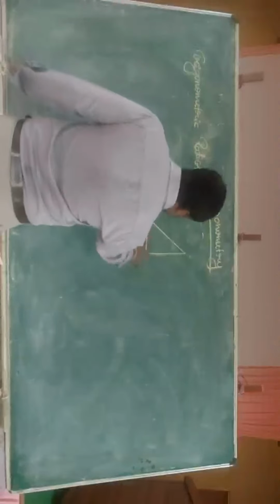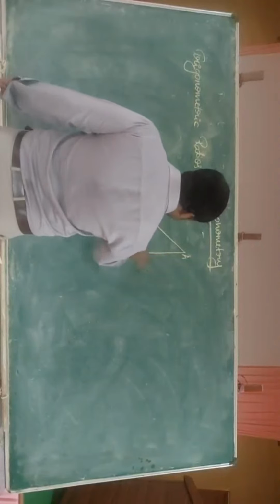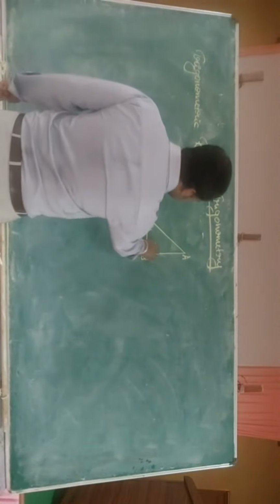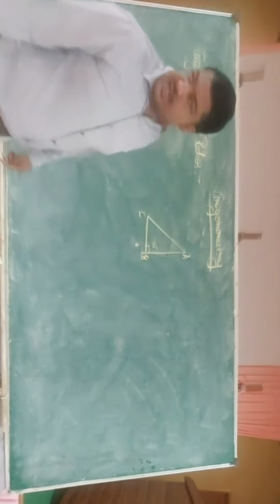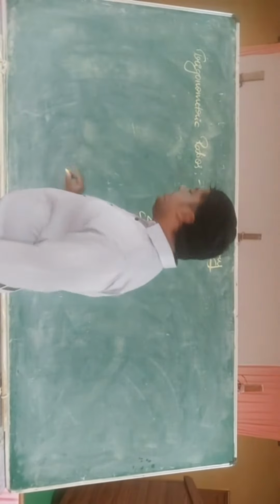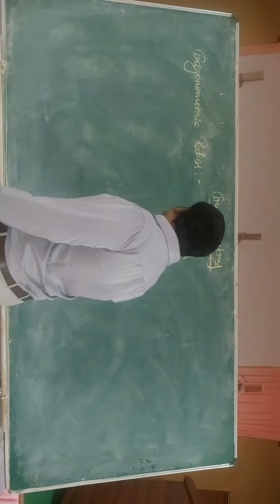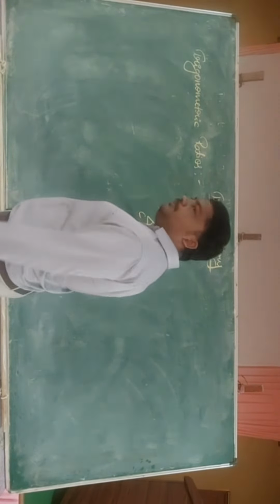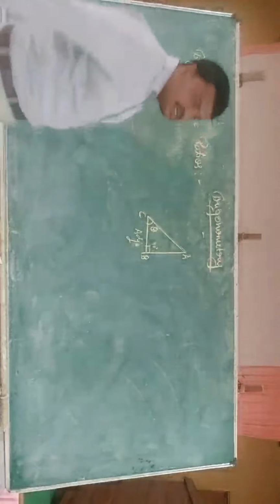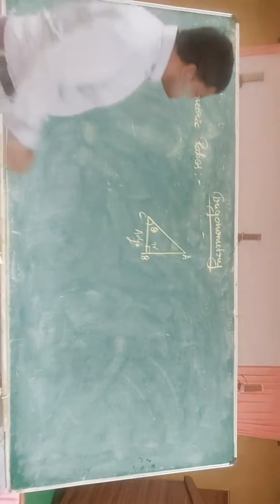So first, let me draw one right angle triangle. ABC is a right angle triangle, right angled at B. Imagine the angle forming at C. If the angle is forming at C, BC becomes the base, the adjacent side.